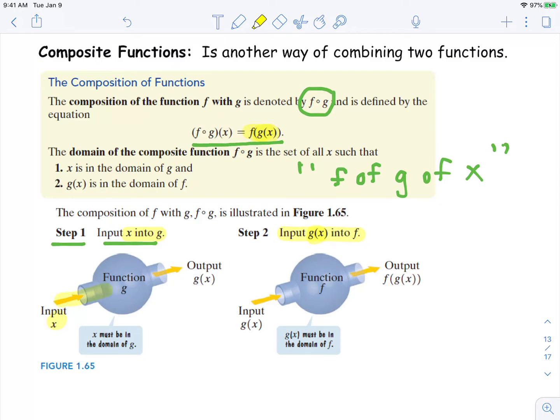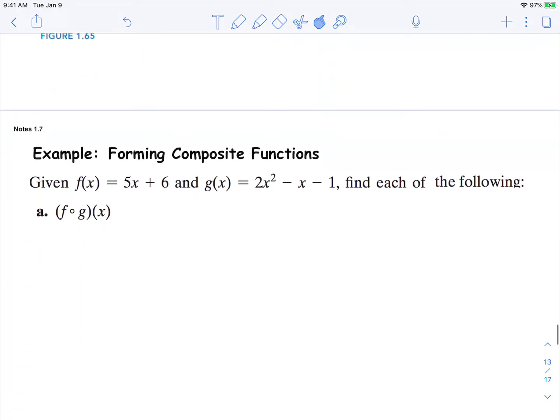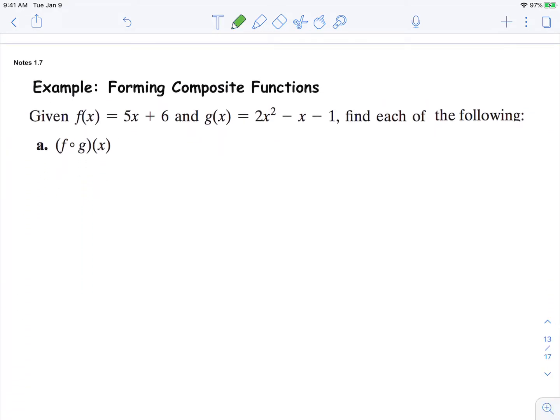So here's what they look like graphically. X is going into the g of x function, and the output is g of x. Then you're going to input g of x into the f function, and your output is going to be this composite. So we're going to go ahead and practice it.